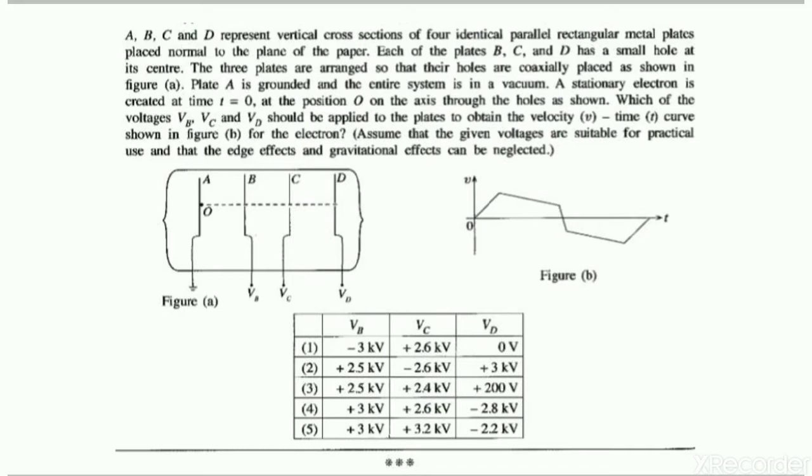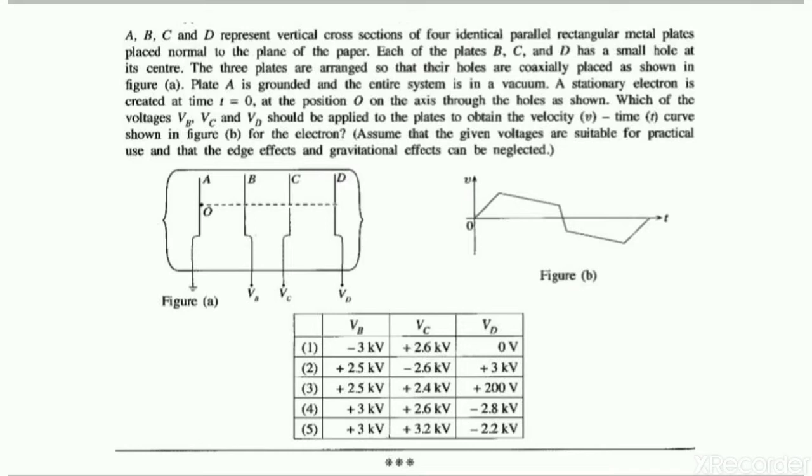A stationary electron is created at time 0 at the position O on the axis through the holes as shown. Which of the following voltages VB, VC, VD should be applied to the plates to obtain the velocity time curve shown in the figure? Assume that the given voltages are suitable for practical use and that the edge effects and gravitational effects can be neglected. So here you can see there are four plates A, B, C and D. They are placed parallelly and there are three holes in B, C and D.